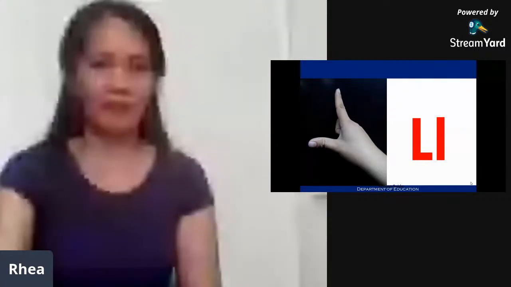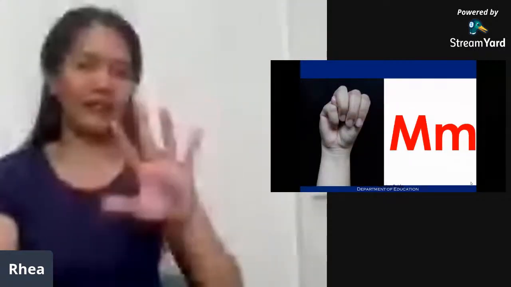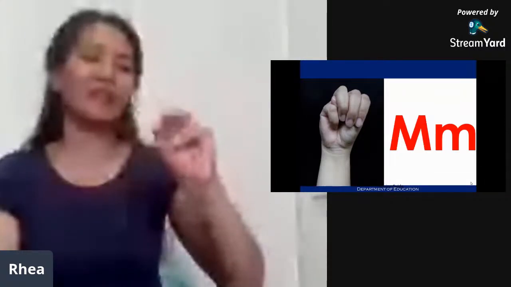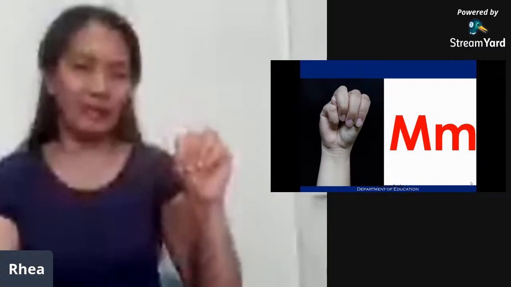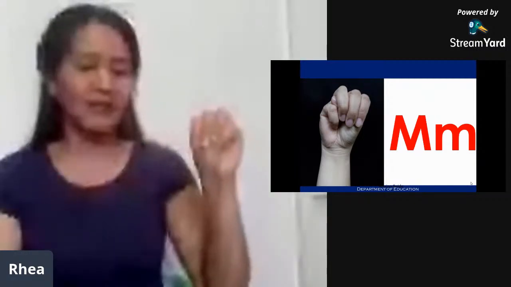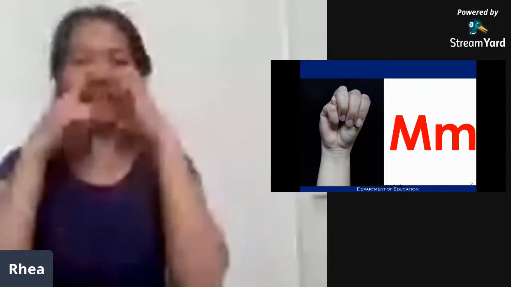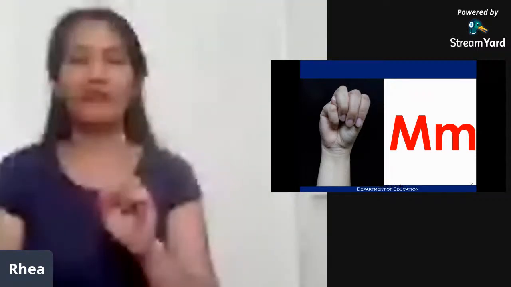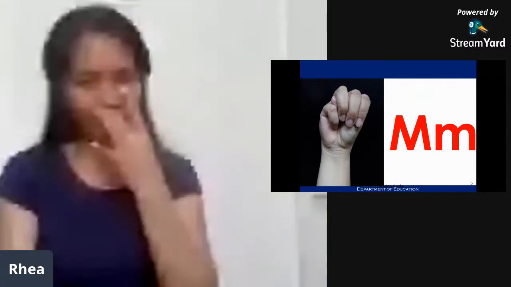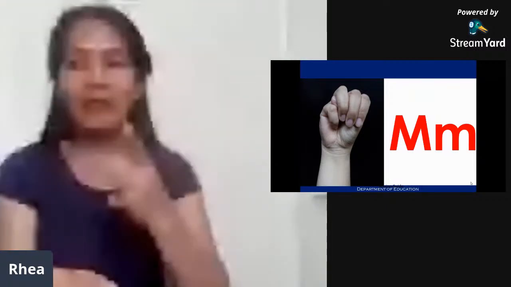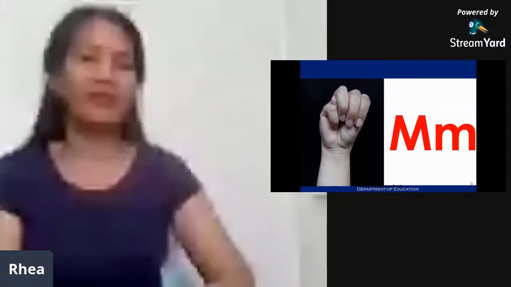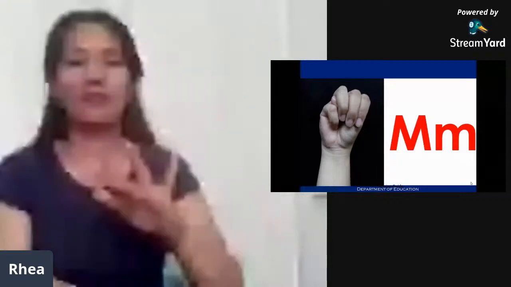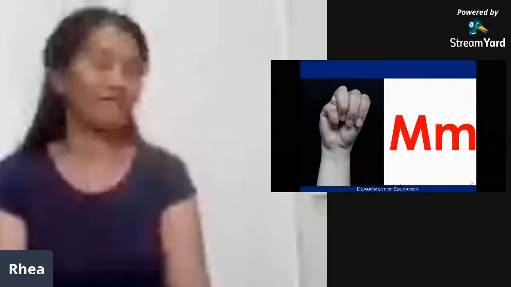Next, M. This is open palm. Put your thumb in between your small finger and the ring finger and hold them. That's letter M. Letter M would stand for, alam na, mask. Wear your mask. Mask. And we need to have medicine. Medicine. Okay? This is letter M. Stand for mask and medicine.